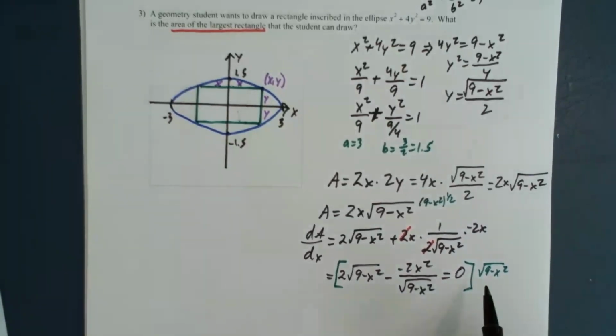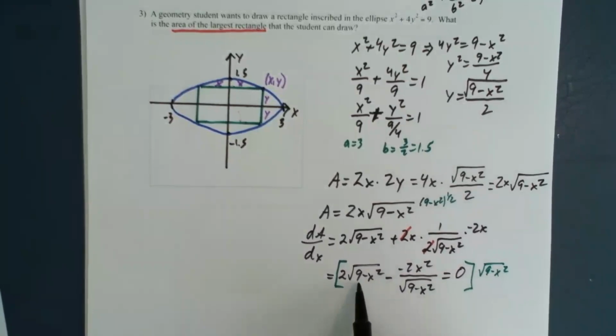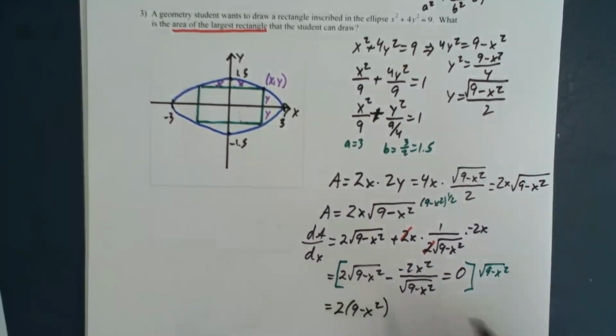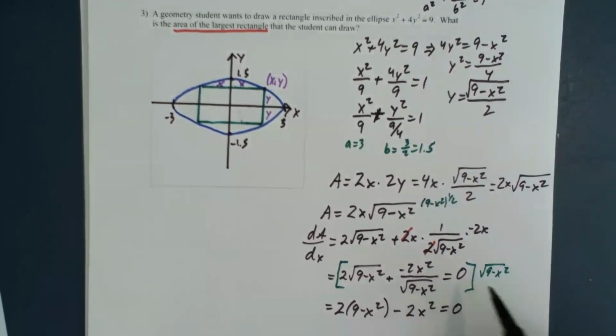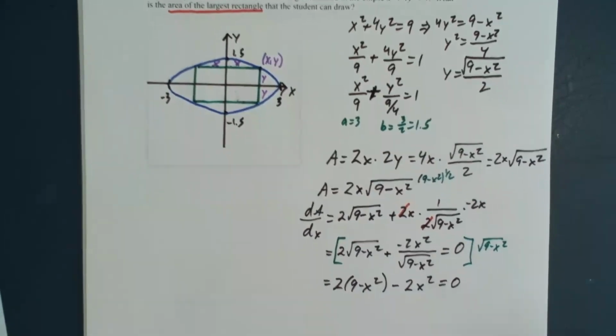And root 9 minus x squared times root 9 minus x squared, the radicals cancel. So I'm left with 2 times 9 minus x squared. Actually, only one of these is negative, so we just have a minus there. Minus 2x squared equals 0, because that times 0 is 0. Okay, so now I need to solve for x.